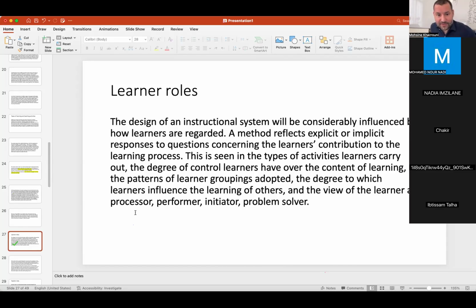We can see here, I'm going to read this. This is seen in the type of activities learners carry out, the degree of control learners have over the content. Do they have any control on the content, or only the teacher, only the ministry, only the curriculum who decide the content? Do you think that we should give more opportunities for learners to decide on the content to be taught?